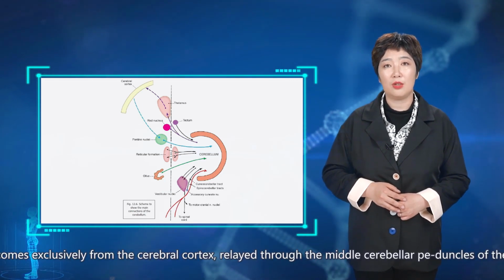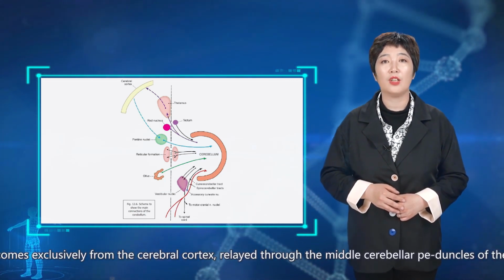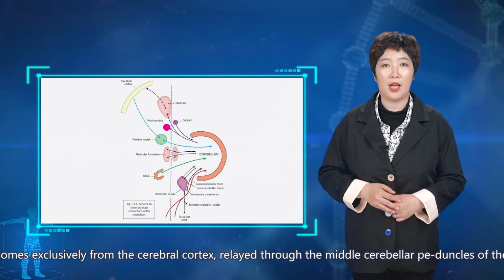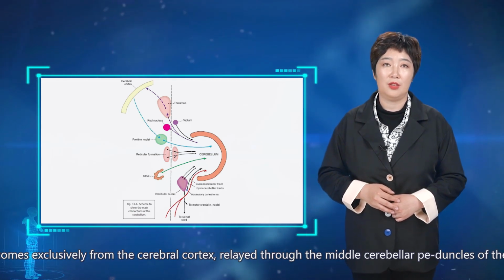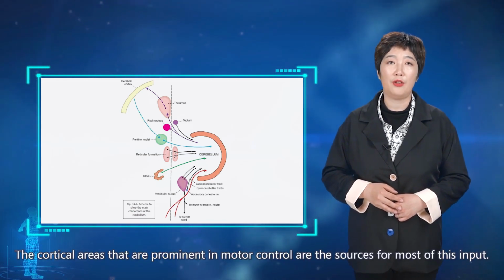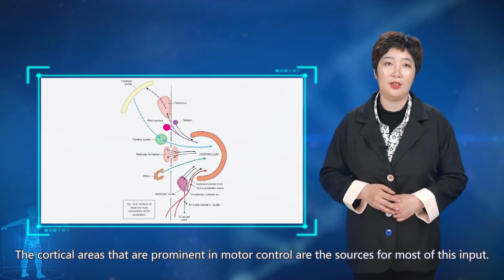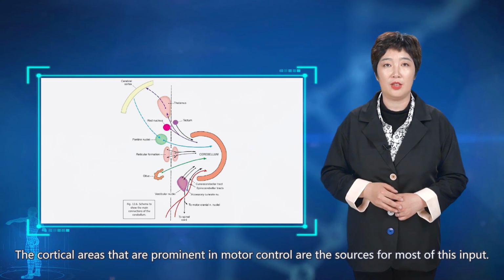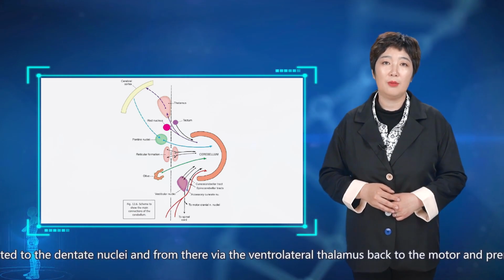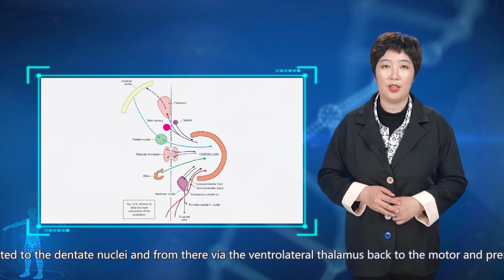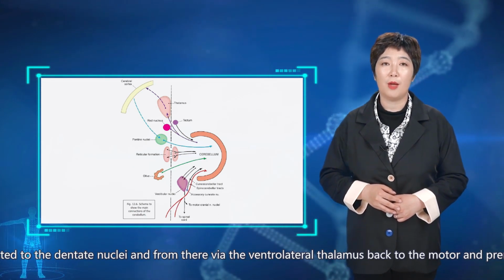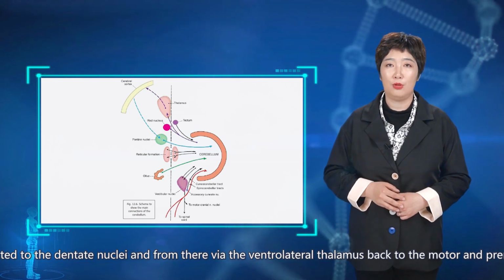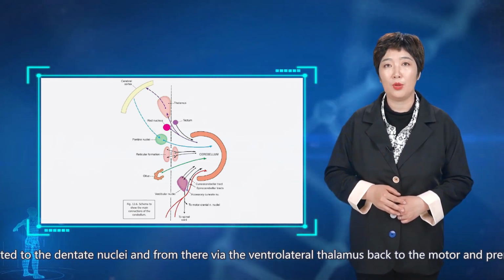The cerebrocerebellum occupies the lateral aspect of the cerebellar hemispheres. Input comes exclusively from the cerebral cortex, relayed through the pons and the middle cerebellar peduncles. The cortical areas that are prominent in motor control are the source for most of this input. Output is directed to the dentate nuclei, and from there, via the ventrolateral thalamus, back to the motor and the premotor cortex.